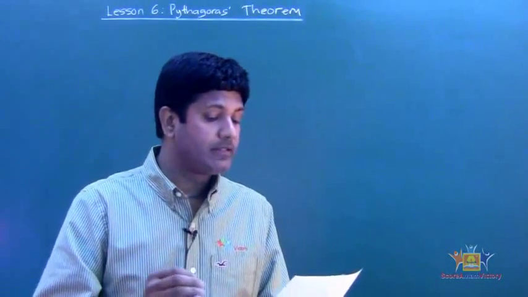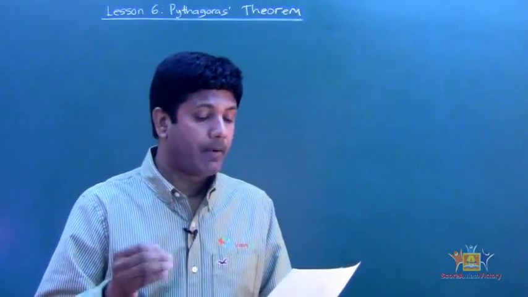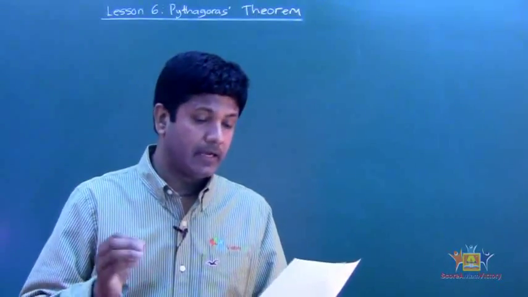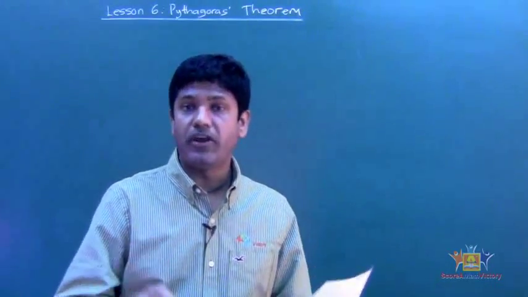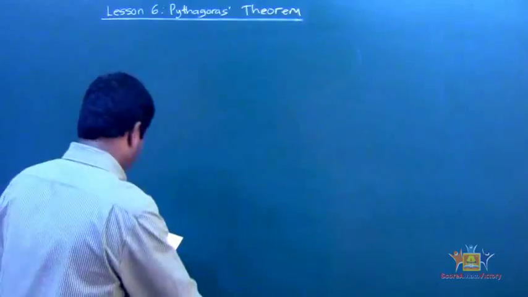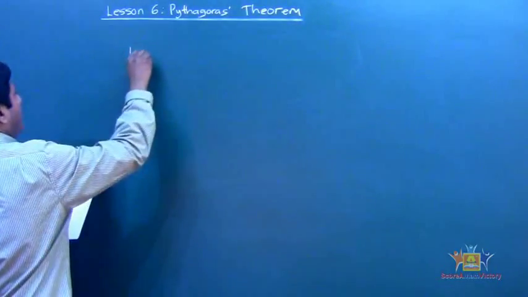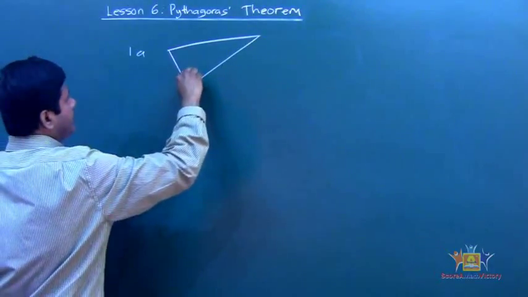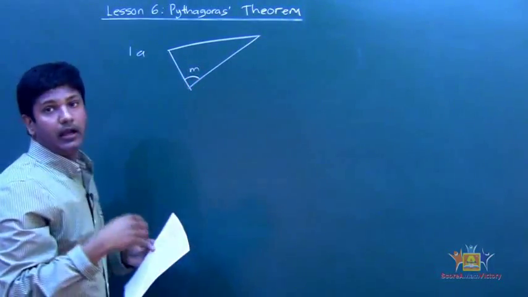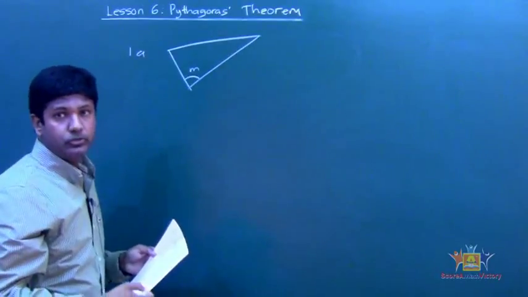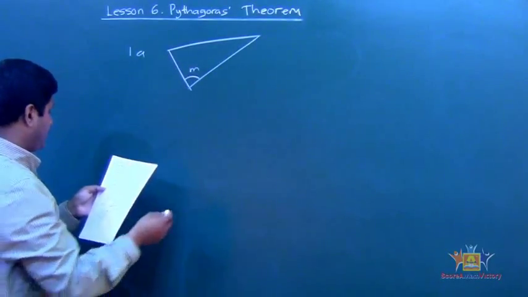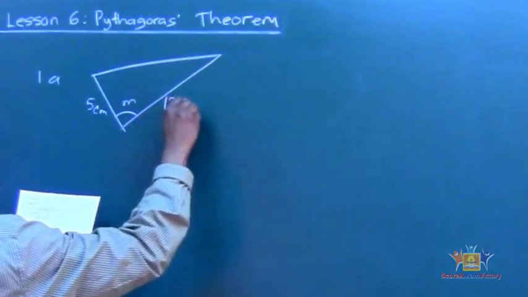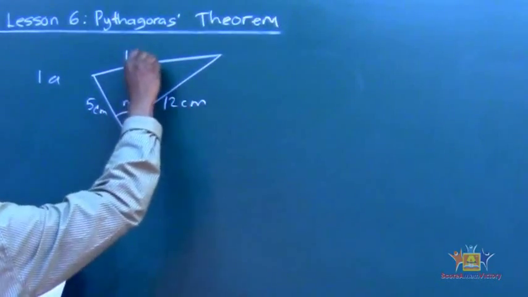So problem 1 says identify the type of angle M, for each of the 3 triangles ABC. Either acute, obtuse, or right angle. Okay, let's do that. The first one. Now, 1A, you are given a triangle, and then we want to figure out if this is acute, obtuse, or right angle. How do we do that? First, let's put down all the measurements. 5 centimeters, and then you're given 12 centimeters, and then 14 centimeters.